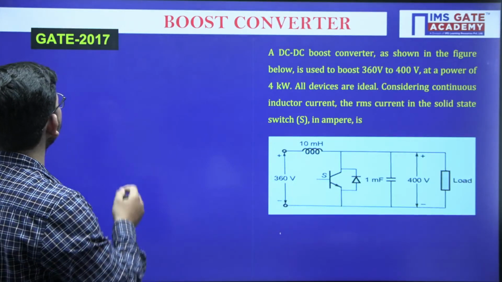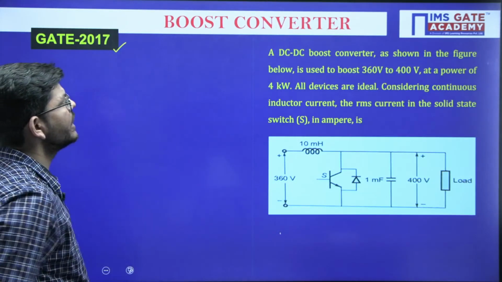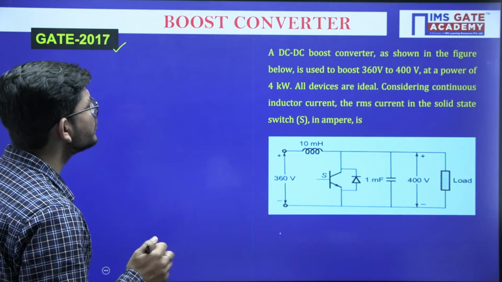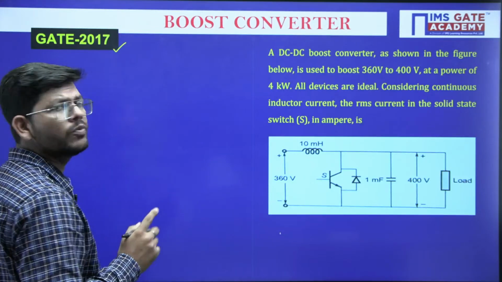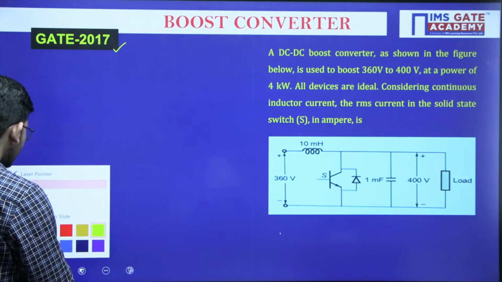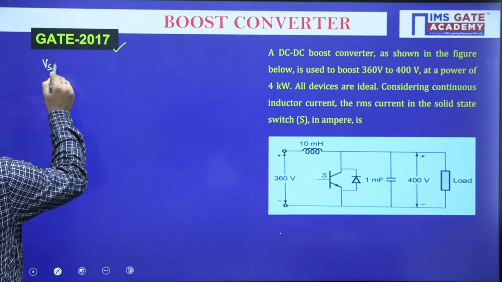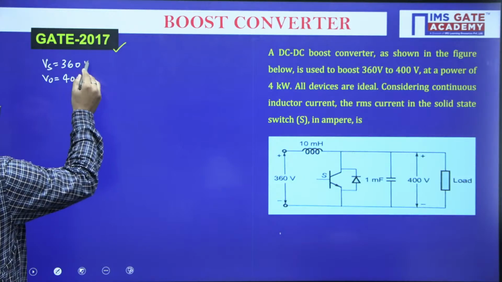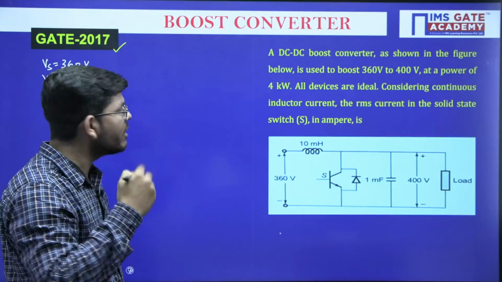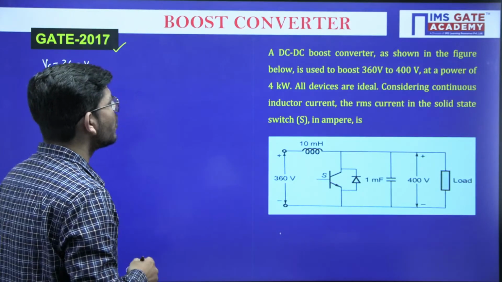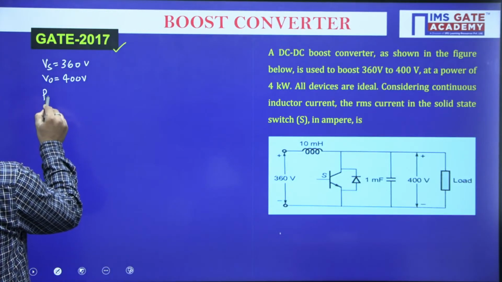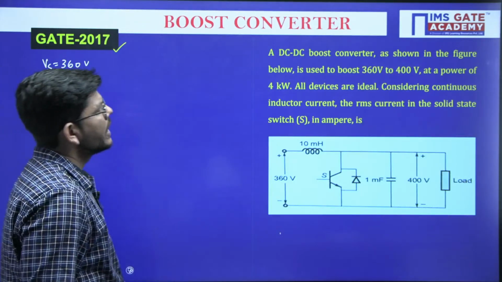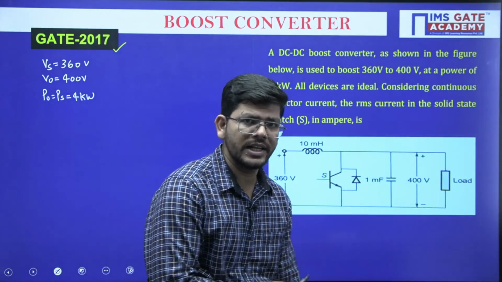Now see this question, this was a part of GATE 2017, and what has been said here: the DC to DC boost converter as shown in the figure below is used to boost the voltage from 360 to 400 volt. Input and output voltage are given to us. Input voltage is 360 volt, output voltage is 400 volt. At a power of 4 kilowatt, input power and output power are equal to each other, and this is 4 kilowatt because devices are assumed ideal.